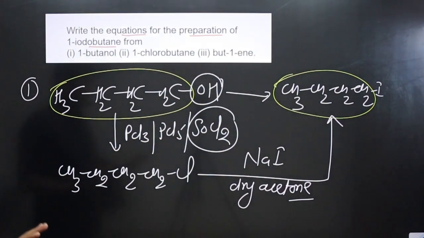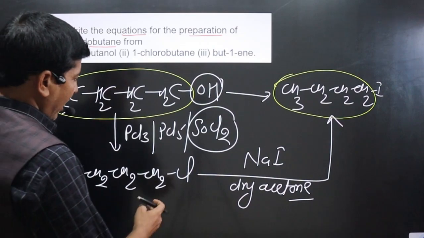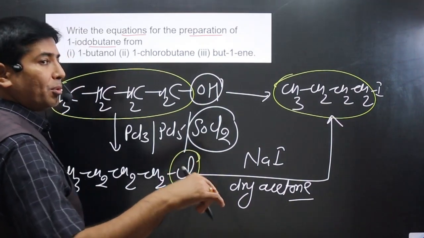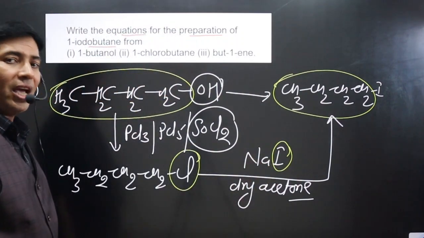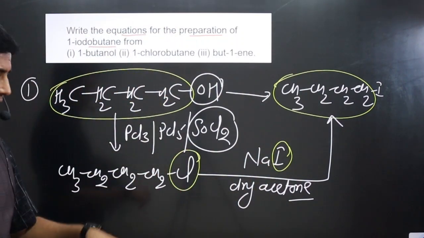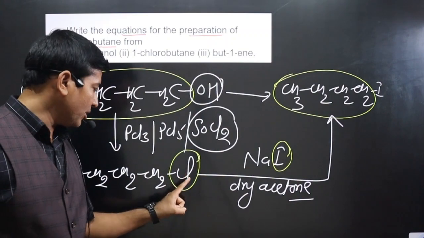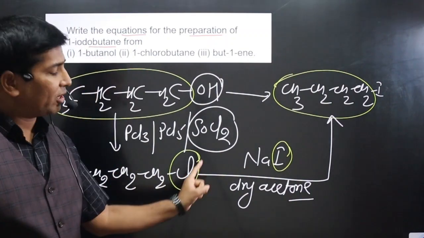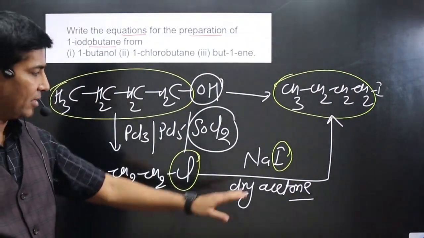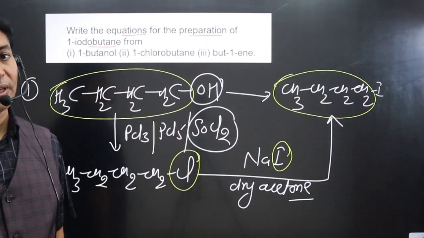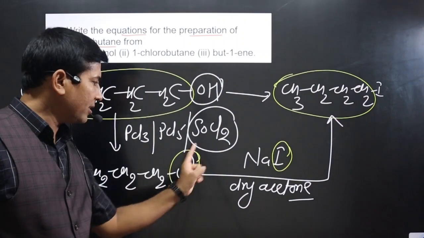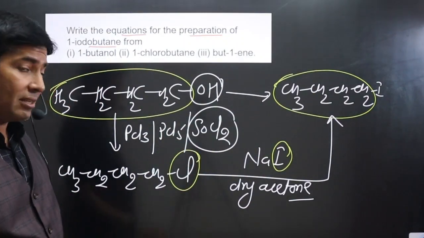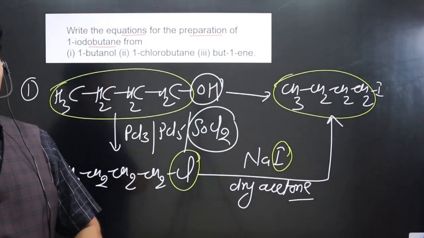In the Finkelstein reaction, what is the condition? The halogen attached to the carbon chain should be more electronegative than the halogen present in NaI, the halogen attached with the metal. If I keep the situation, let's say if I keep iodine here and Cl here, then the reaction will not take place. This is the condition you need to follow in the Finkelstein reaction.